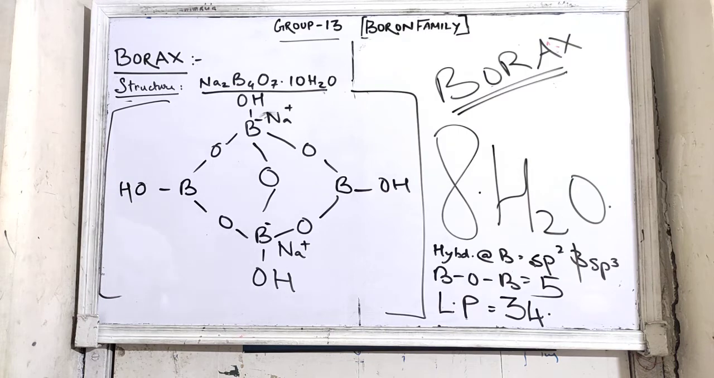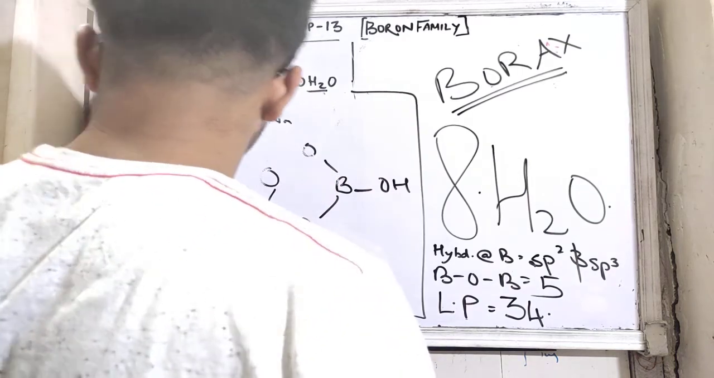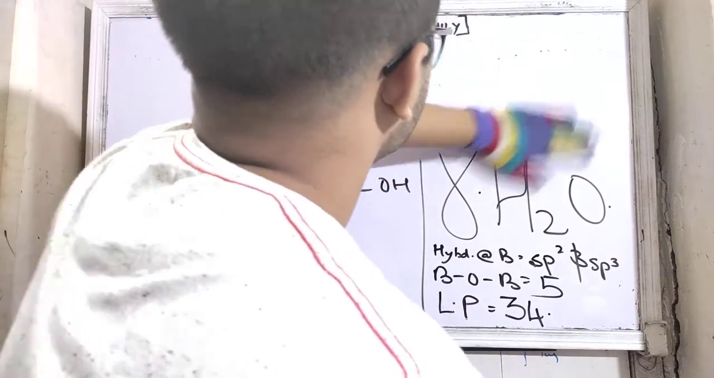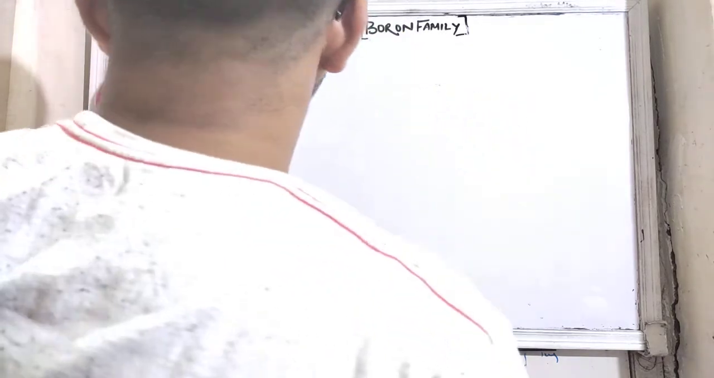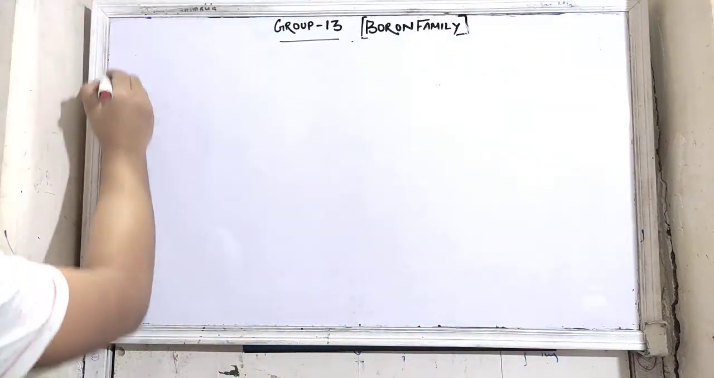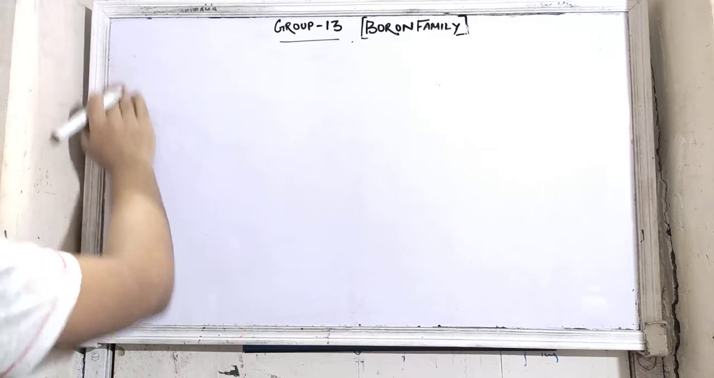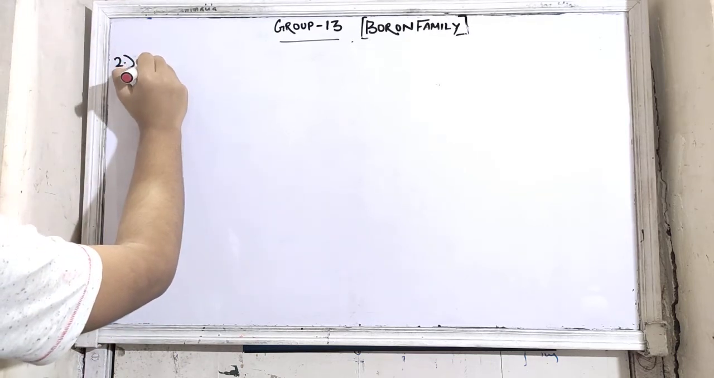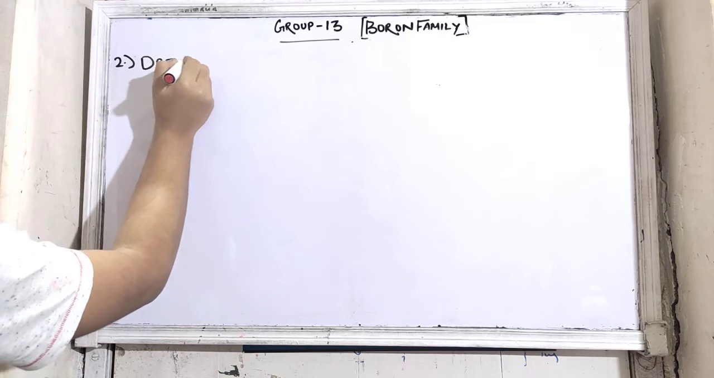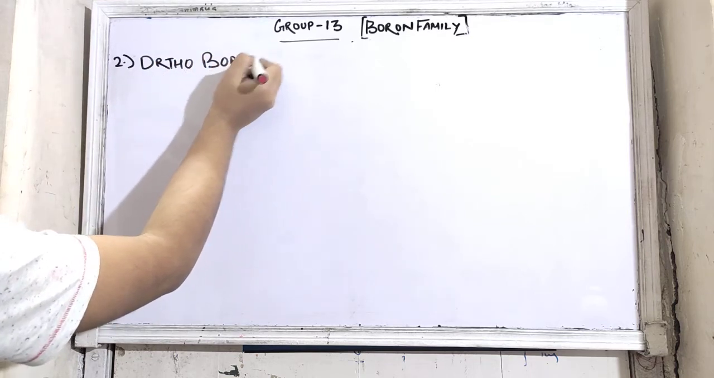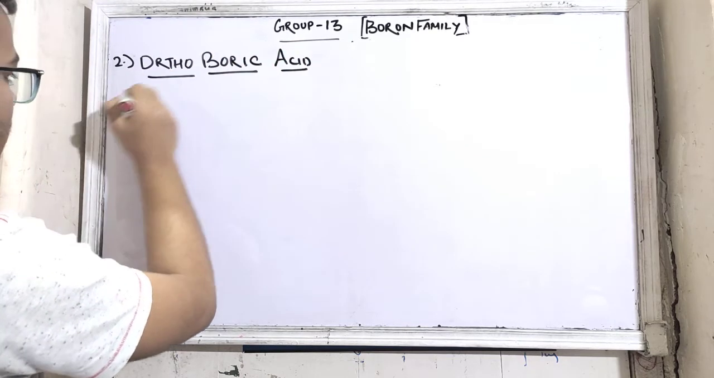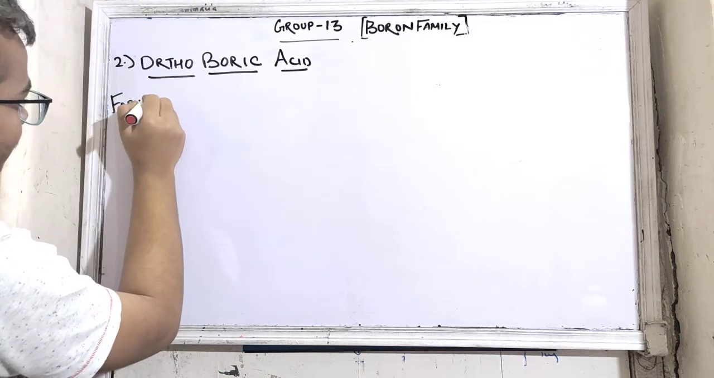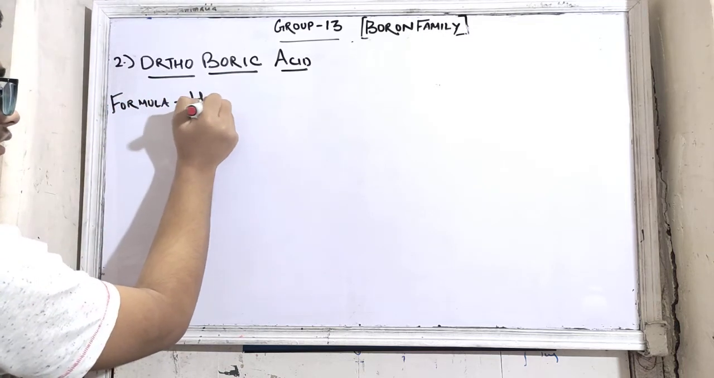Okay, let's clear the board. Give the heading boric acid H3BO3 or orthoboric acid. Okay, this is number 2. Orthoboric acid, formula H3BO3.